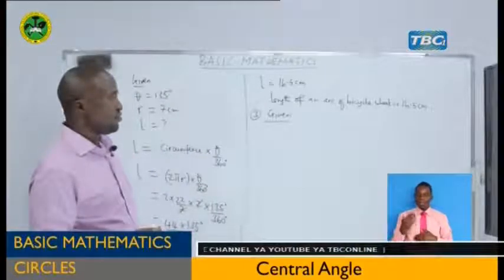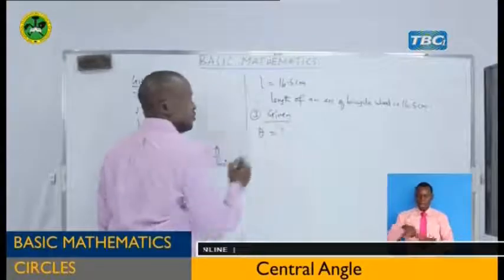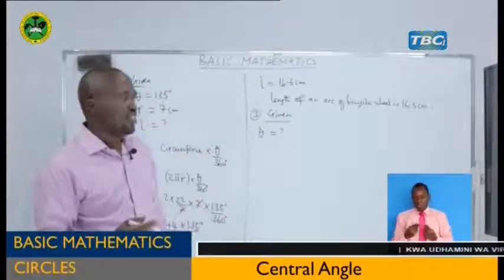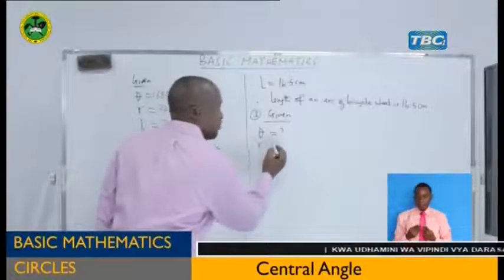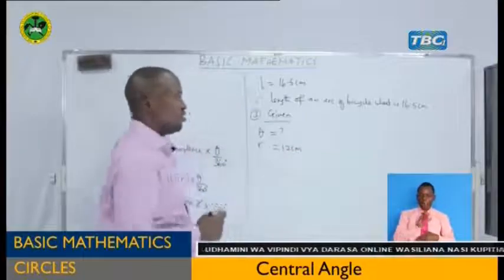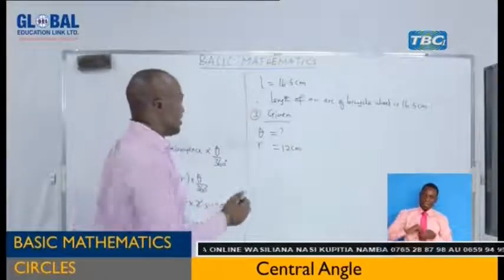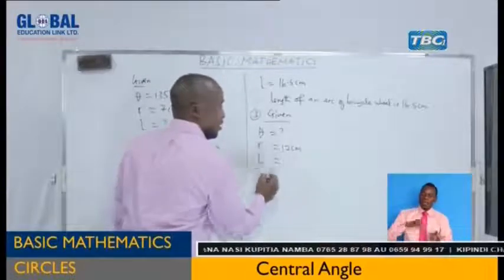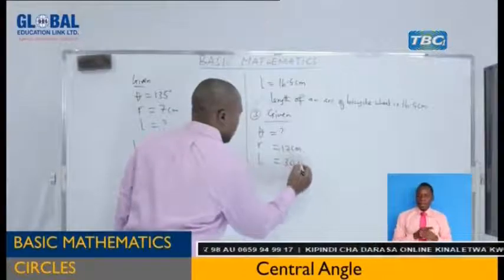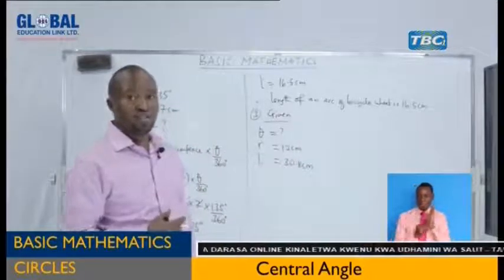Now given, we need the central angle, that is theta. But again, the radius of the circle, r, is given as 12 centimeters, and the arc length, L, is equal to 30.8 centimeters. We are looking for the central angle.